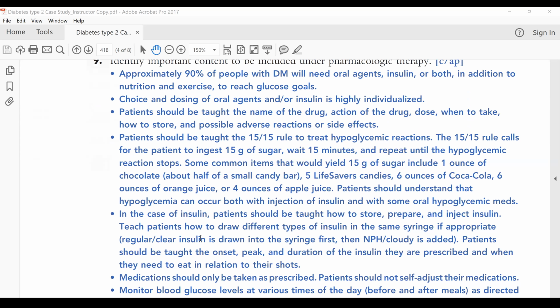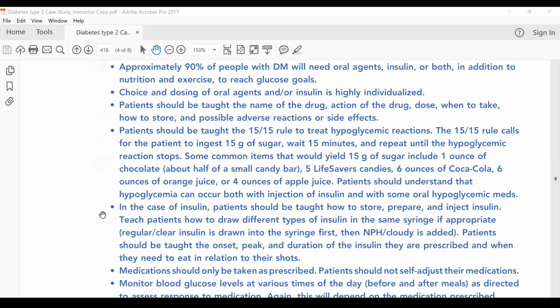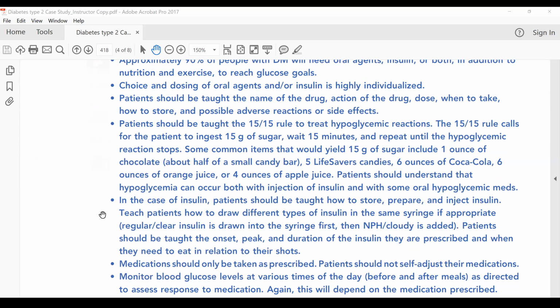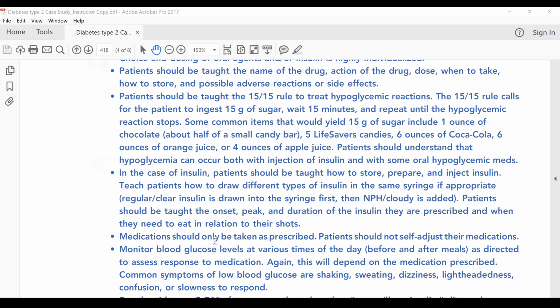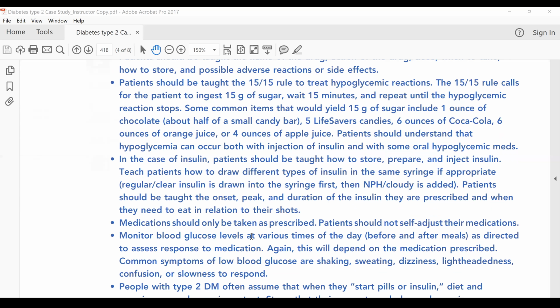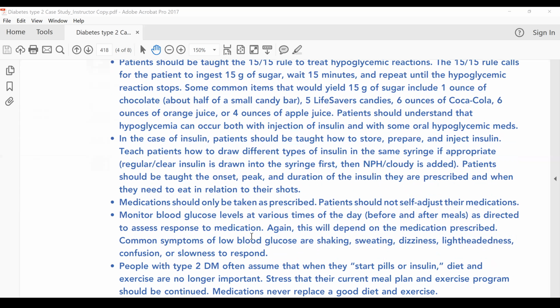Monitor blood sugar levels at various times of the day, so before meals and at bedtime, as directed, to assess the response to the medication, and this is going to depend on what's prescribed. Common side effects are shaking, sweating, dizziness, lightheadedness, confusion, and slowness to respond. That's if they're going hypoglycemic, so we need to let them know what to expect. Type 2 diabetics often assume that once they start taking the pills or the insulin, their diet and exercise are no longer important, and that's not true.